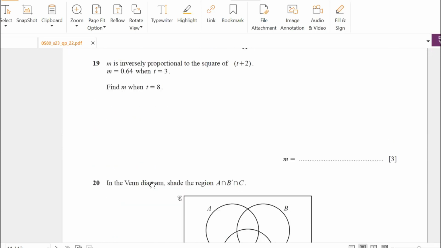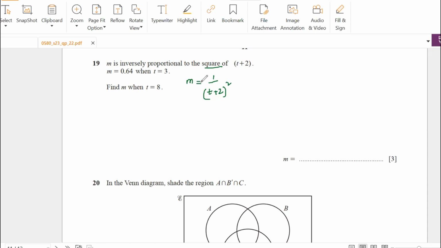Next one is the direct and inverse proportion concept. We can check question number 19. They already mentioned it is the inverse concept. So if it is inverse, we will first find the constant of proportionality with the help of the m and t values. But remember that this is the square of this. So how to write it: m is equal to, and they say inversely, so 1 over (t plus 2) whole square.